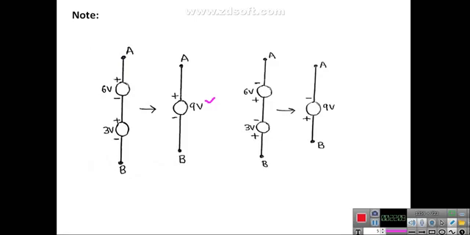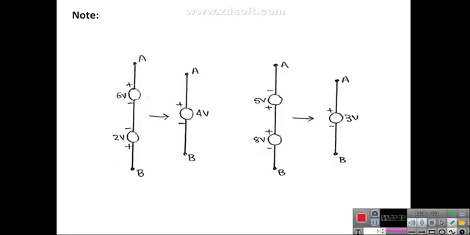And suppose you interchange the polarity of these two sources: negative, positive, negative, positive. If you change the polarity of both the sources, then you will also get the same resultant, but the polarity will be opposite. If the polarities of the individual sources are opposite, the polarity of the resultant will also be opposite.